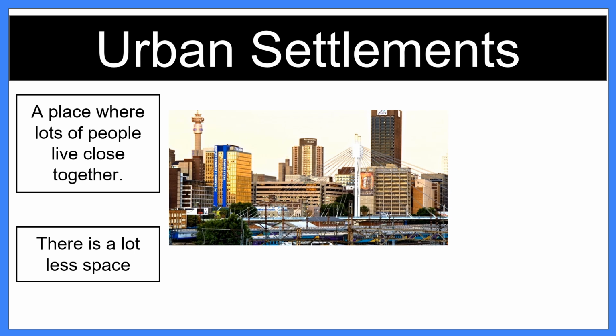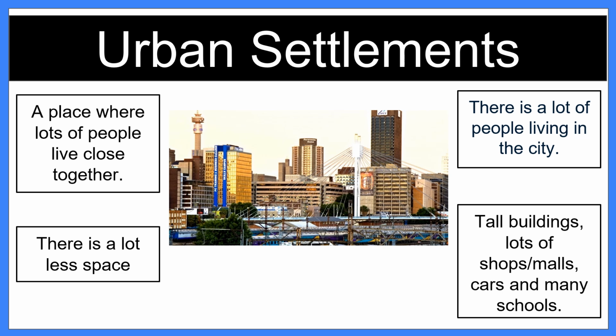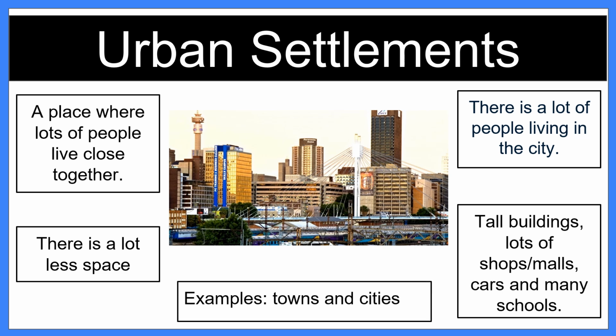In the rural settlement, there was a lot of open space and a lot more nature. Here we can see there's just more buildings. So there's a lot of people that live in the city, and in the city we get tall buildings, lots of shops and malls, cars, and many schools. An example would be towns and cities.